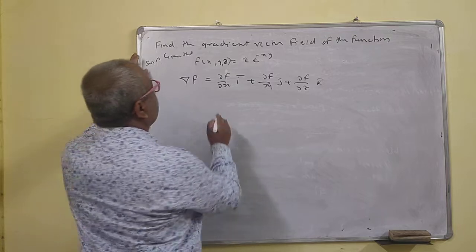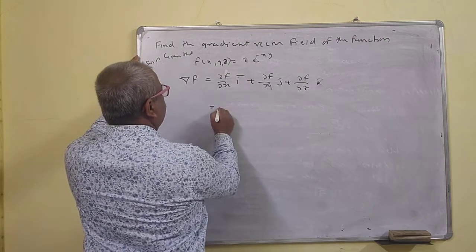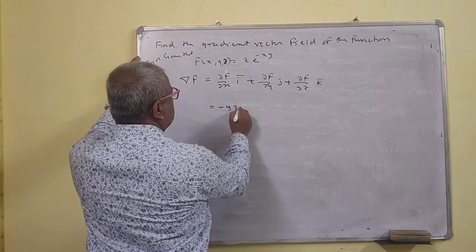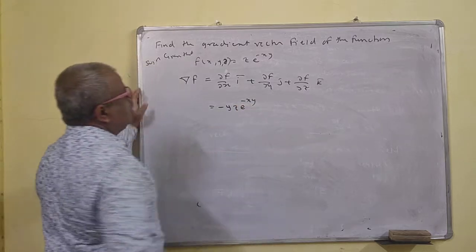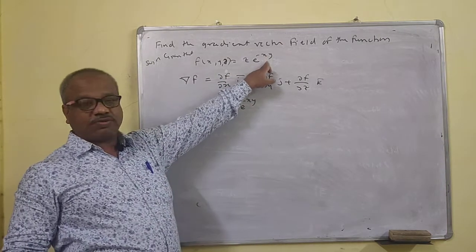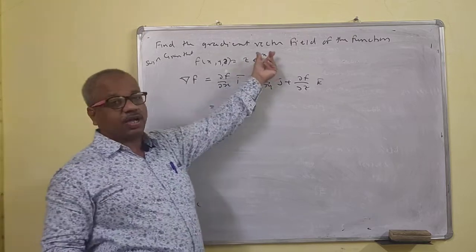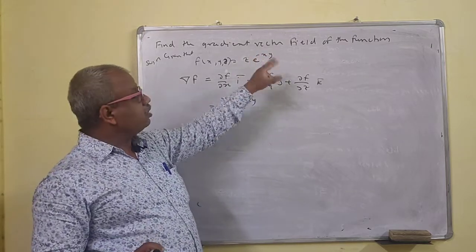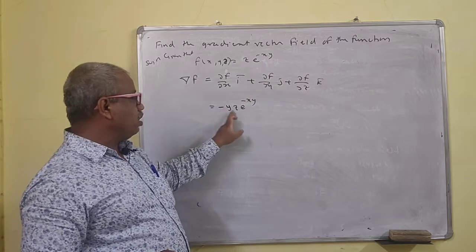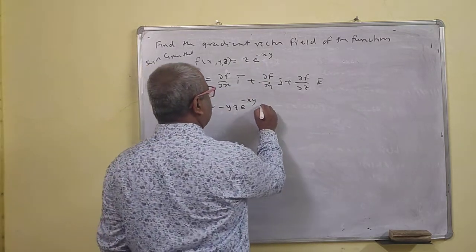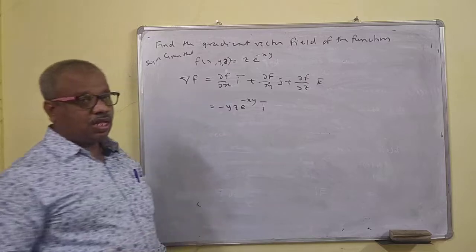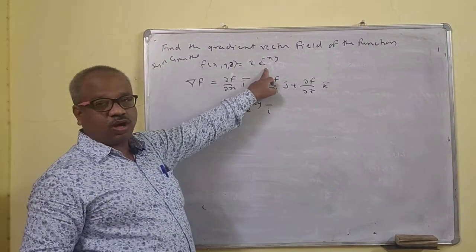We'll differentiate with respect to x now. This gives minus yz e raised to minus xy. The derivative of e raised to minus xy is e raised to minus xy into the derivative of minus xy partially with respect to x. The derivative of x is 1, so this is minus y. So this is the i bar component. Again we have to differentiate this with respect to y.